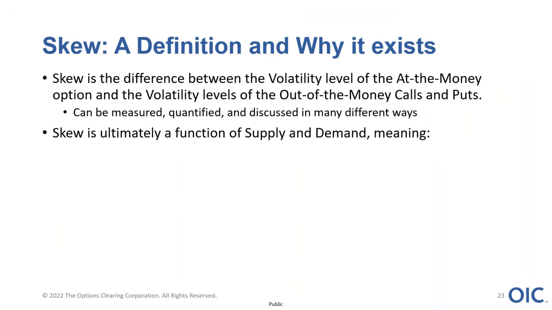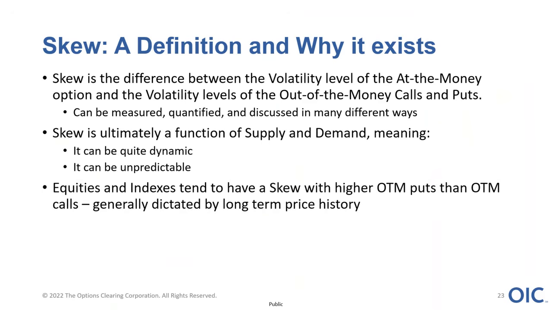Ultimately, skew is a function of supply and demand, just like anything else, just like implied volatility levels and option prices and stock prices. It can be quite dynamic, just like options can be and implied volatility levels, and it can be very unpredictable. It can move in significant ways in a very unpredictable way.